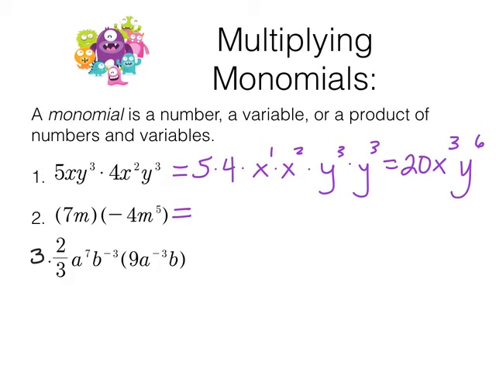Same idea on this one. And so this time, instead of writing out that product, I'm just going to go ahead and do the multiplication. 7 times negative 4 is negative 28. M times m to the 5th is m to the 6th. Don't forget about your invisible 1 exponent.